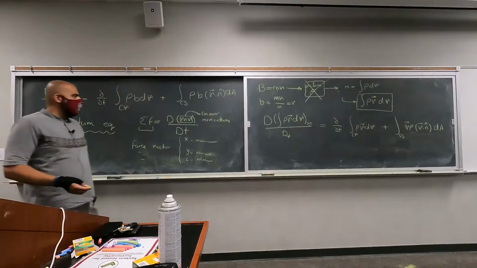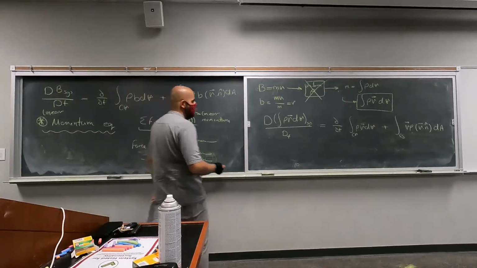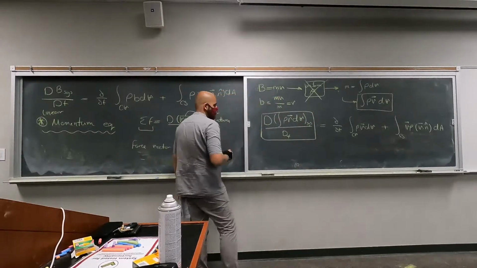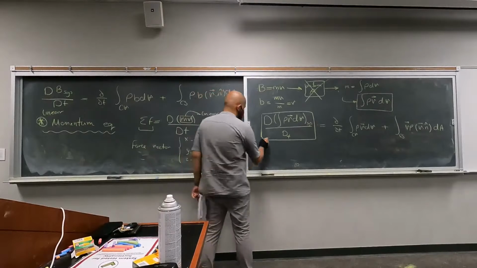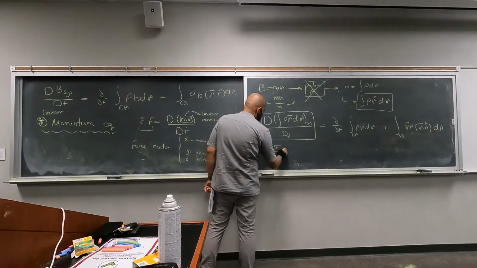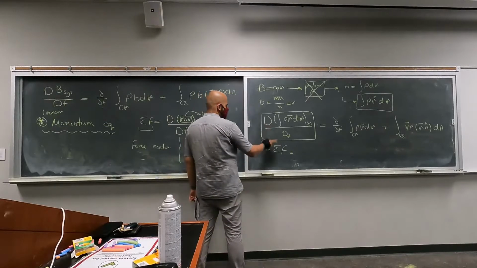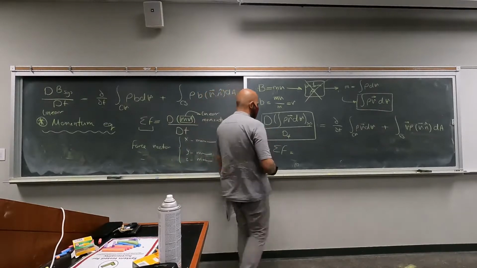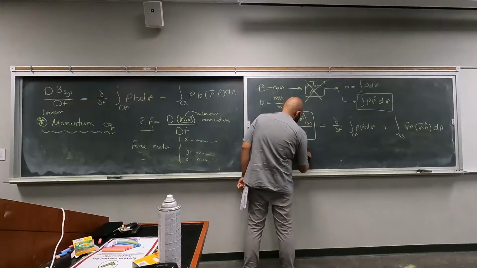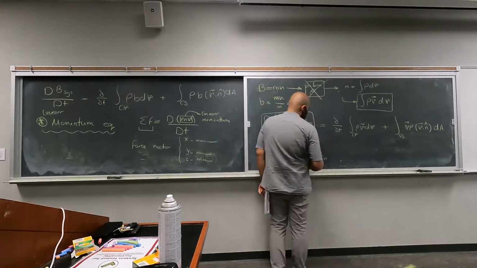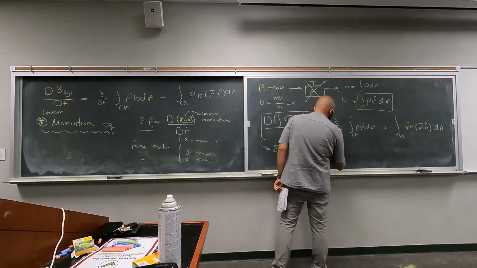But on the other hand, we know that the change of linear momentum of a system with respect to time is equal to sigma F. So I'm going to replace this with sigma F. And we can have the momentum equation in terms of a control volume.